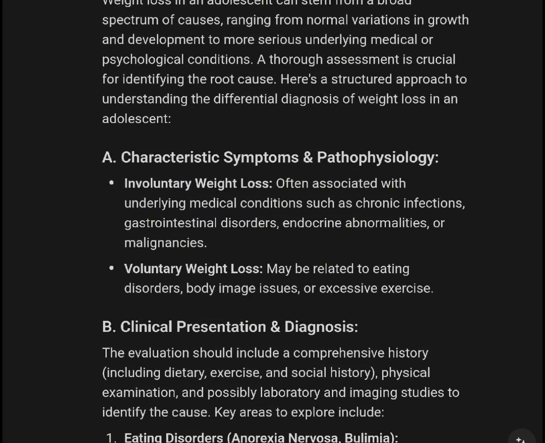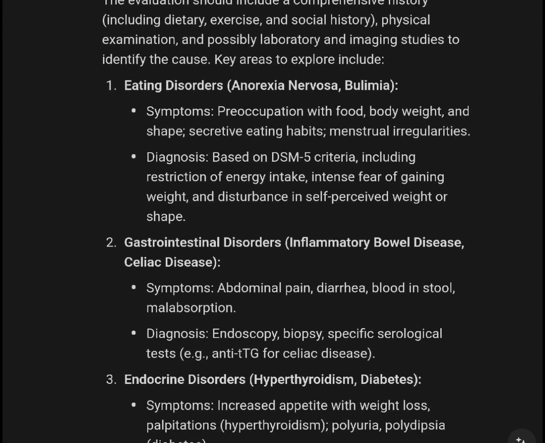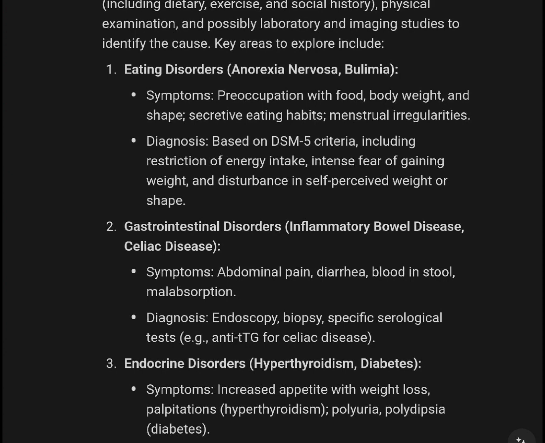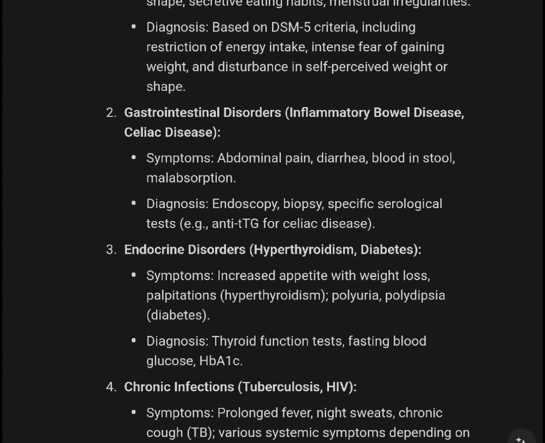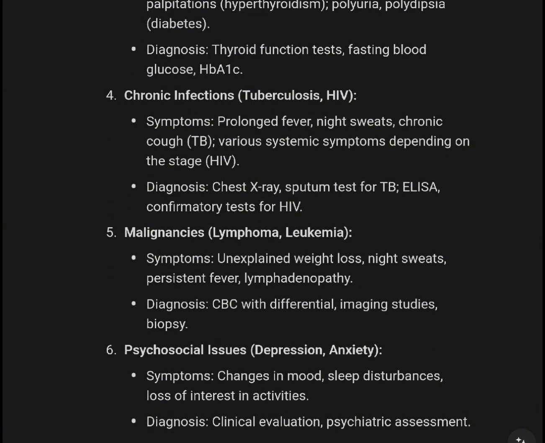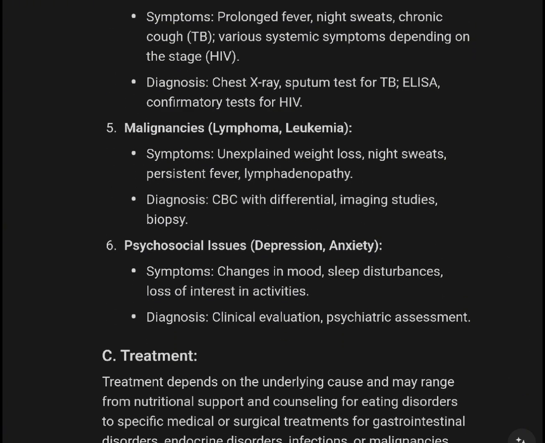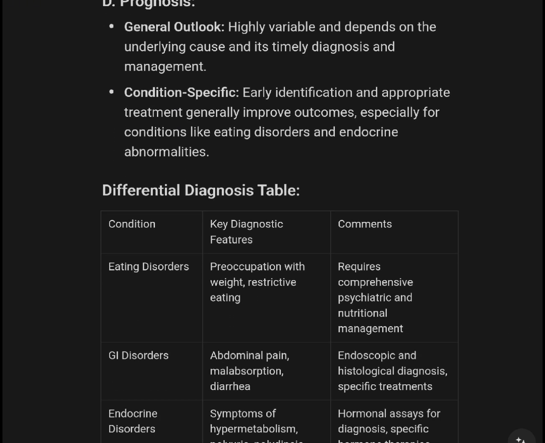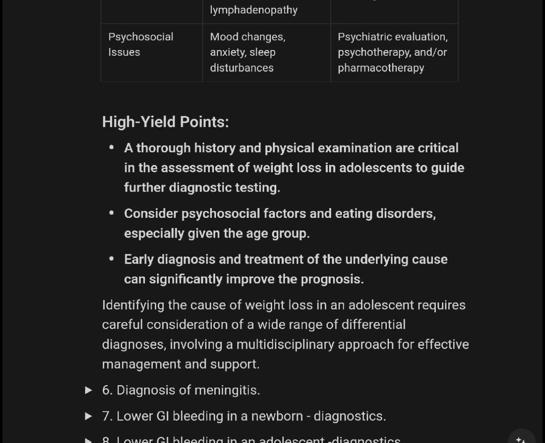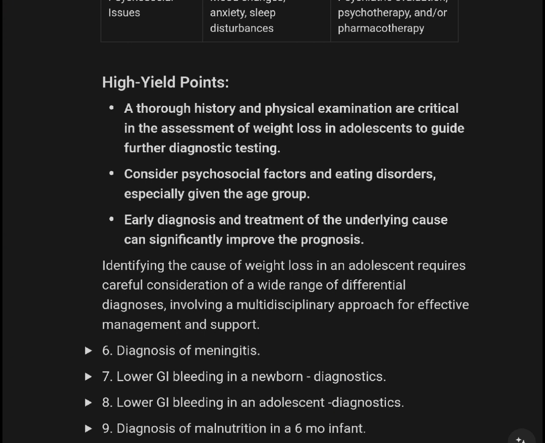Involuntary weight loss is often associated with underlying medical conditions, and voluntary weight loss may be related to eating disorders and excessive exercise. The eating disorders include anorexia nervosa and bulimia; gastrointestinal tract: inflammatory bowel disease and celiac disease; endocrine disorders: hyperthyroidism, diabetes; chronic infections: tuberculosis, HIV; malignancy: lymphoma, leukemia; psychosocial issues: depression and anxiety. Treatment targets the underlying cause, and prognosis is condition-specific. Key points: thorough history and physical examination, psychosocial factors, early diagnosis, and treatment.